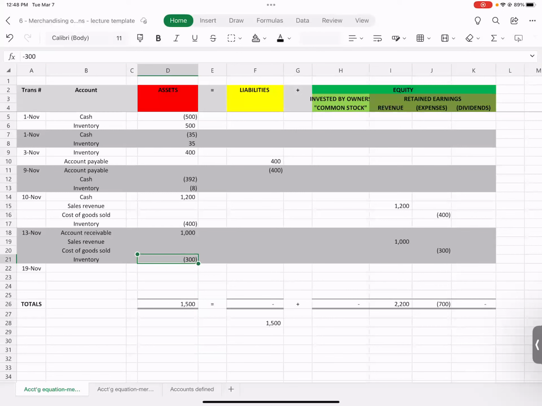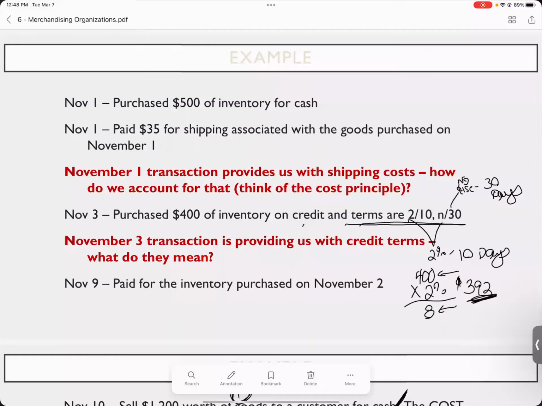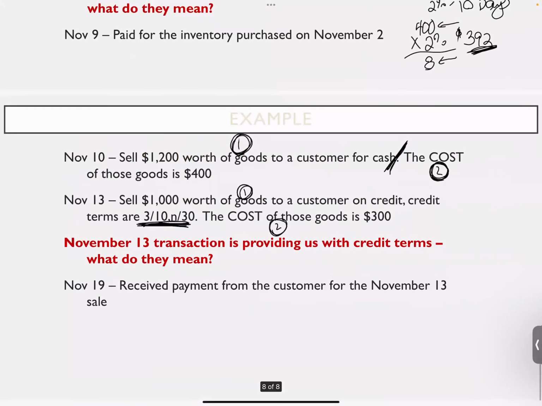And so again, two pieces to every one of these sale transactions. There's the sale piece and there's the cost piece. On November 13th, there's the sale piece and there's the cost piece, right? So very similar, November 10th and November 13th. The only difference is that we didn't get cash right away. Okay, so now we have to think about those credit terms, 3, 10, and 30, right?